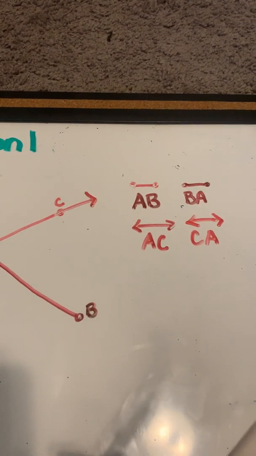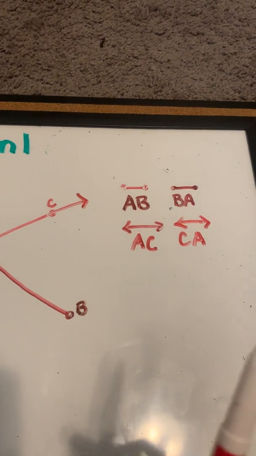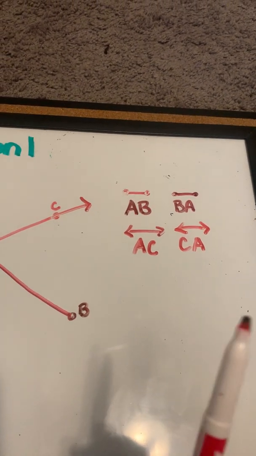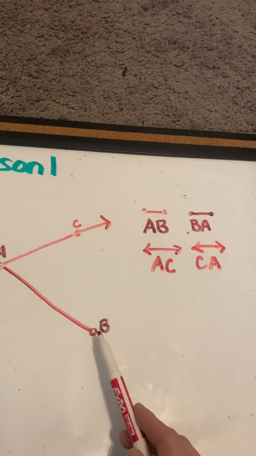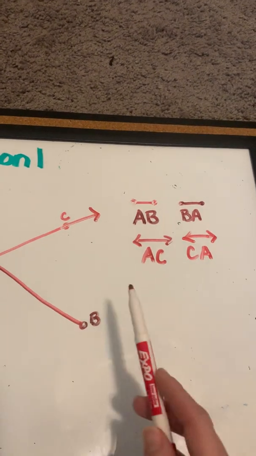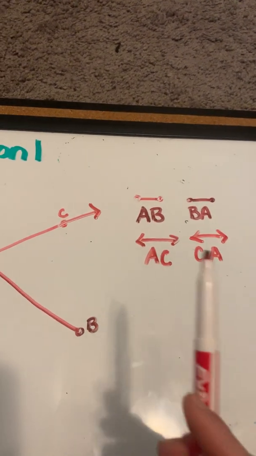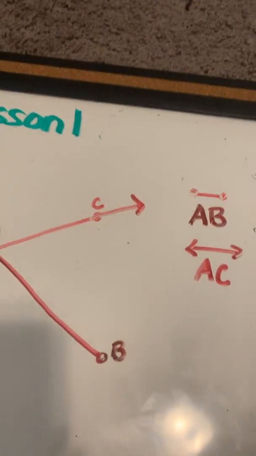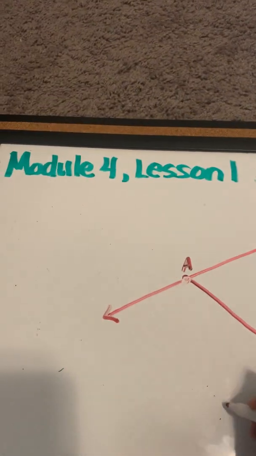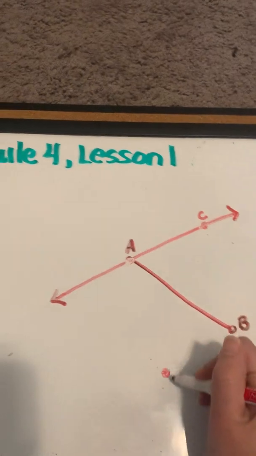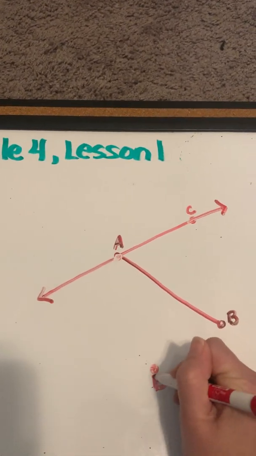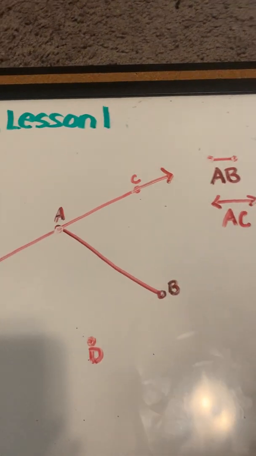Okay, so now we're going to draw a point D. Point D should not be located on the line segment AB or anywhere on AC. Okay, so we're going to make a D. So let's just put it right here. D. We want to label it. So now I have a point D.